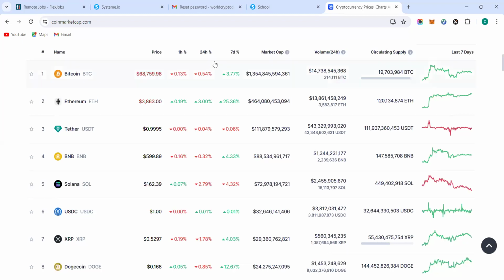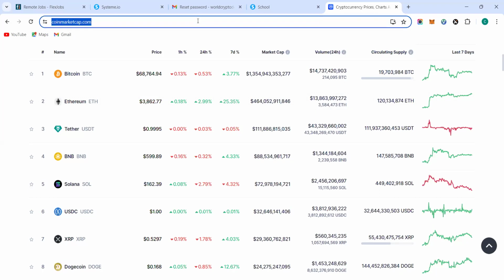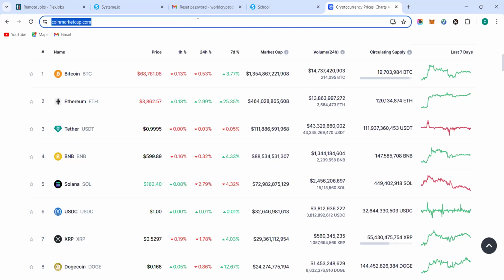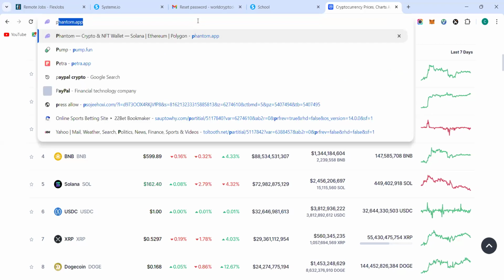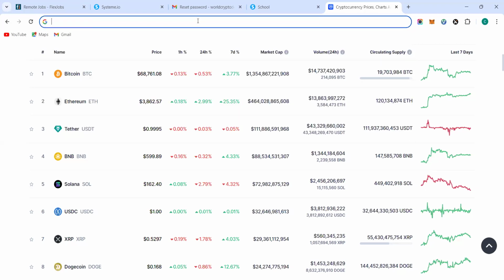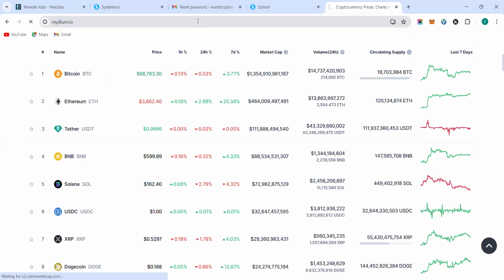Okay. So now we talk about buying and selling on a centralized exchange. The other way you buy and sell is what we call on a decentralized exchange. Now, there are a number of decentralized exchanges. We have one called Raydium.io, which is on the Solana blockchain.